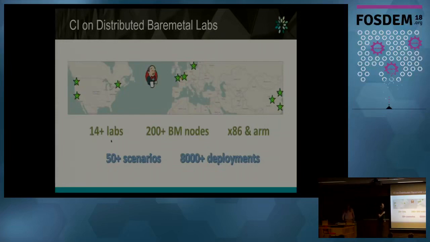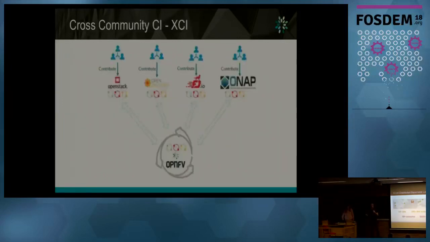As part of our latest release, we had more than 50 scenarios, more than 50 different combinations of components. And we deployed OpenStack more than 8,000 times in 6 months' time, because we continue to try deploying things and see if they work.